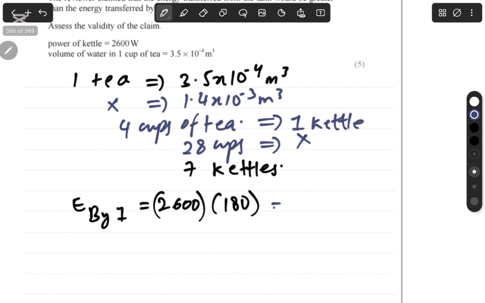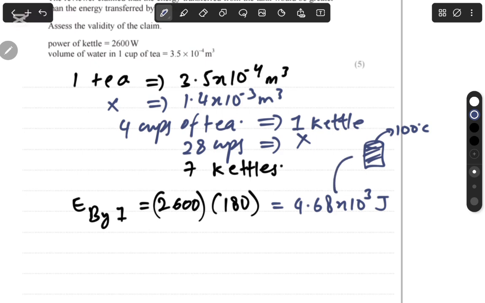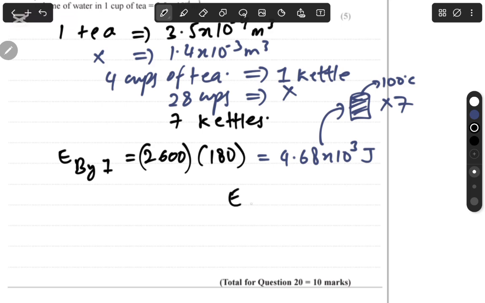So I'm going to calculate that energy that's transferred by 1 kettle to the water. So that's going to give me 4.68 times 10 to the power of 3 joules. Now this is by 1 kettle. I want for 7 kettles. 7 kettles that are filled with water, and that water is made up to 100 degrees Celsius. So I need this much energy to do this process, and I'm going to do it 7 times because I need 7 kettles for 28 cups. So I'm going to times this by 7, and I'm going to get the energy transferred by 7 kettles is 3.28 times 10 to the power of 6 joules.